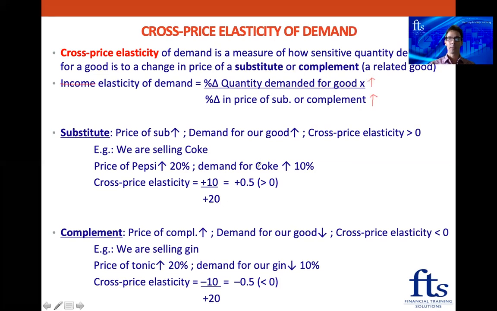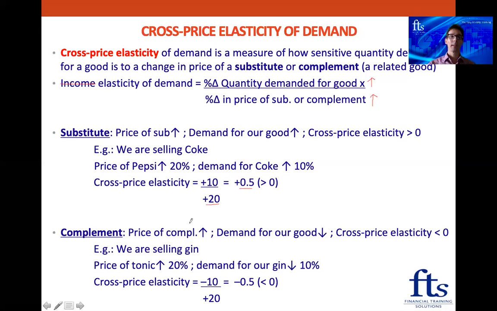So we've got to work out the cross price elasticity. We take the price of Pepsi has gone up 20% there in the denominator. The demand for our Coke has gone up 10% there in the numerator. So we've got a positive divided by positive, which is a positive. So that means that for substitutes, the cross price elasticity is positive.